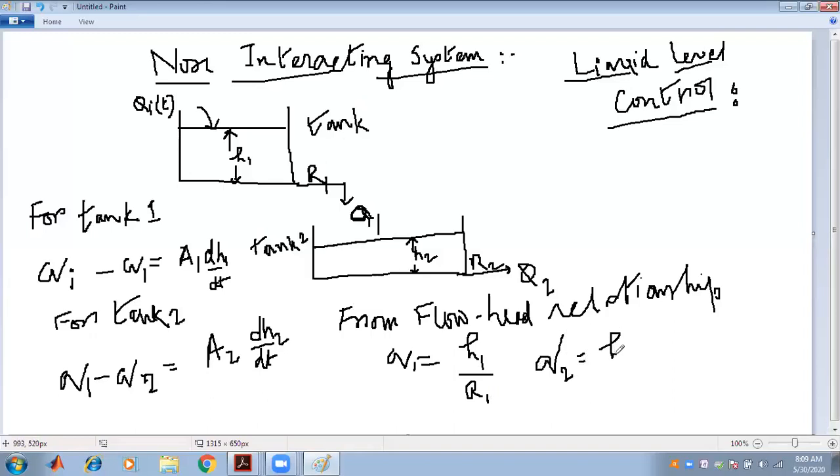This is called the non-interacting system. Non-interacting because the liquid flow through the R1 and R2 depends on the respective liquid levels in the tank 1 and tank 2, but the variation in H2, that is the height in the tank 2, has no effect on the variation occurring in the tank 1. So it is named as non-interacting. This is the general concept of the non-interacting liquid level control.